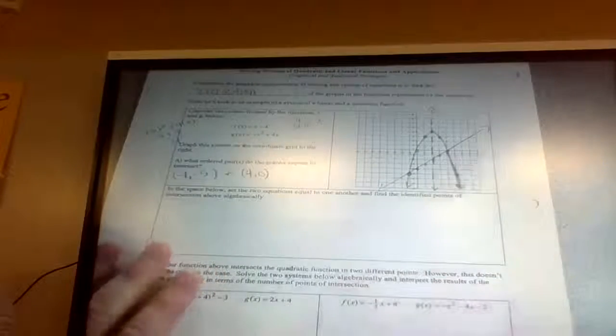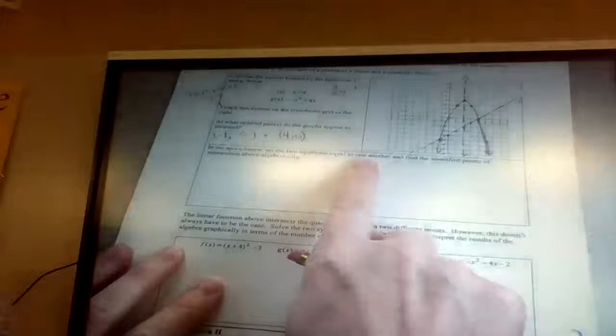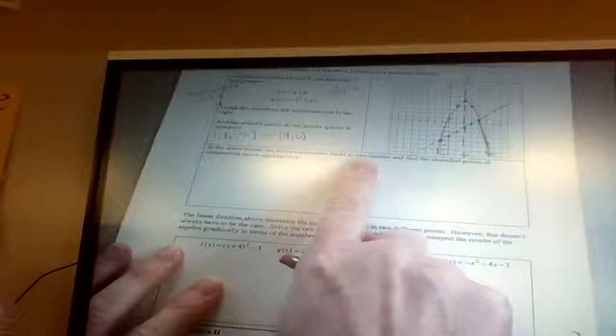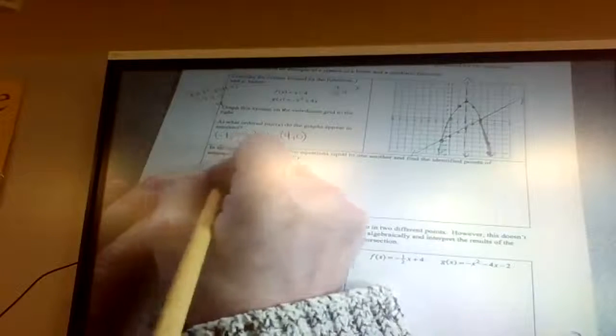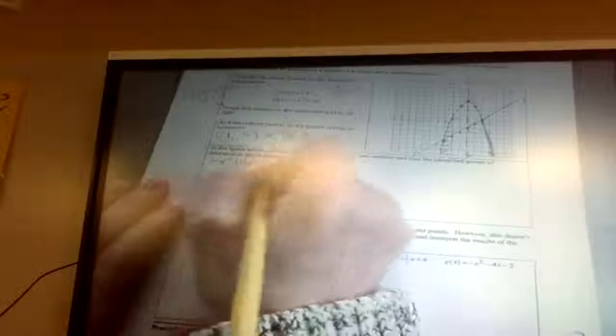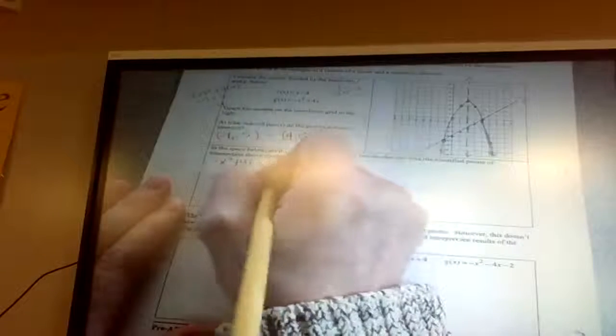Okay, now we're going to look at this algebraically. We're going to set the two equations equal to each other, and we're going to find the points of intersection. So -x² + 4x = x - 4.